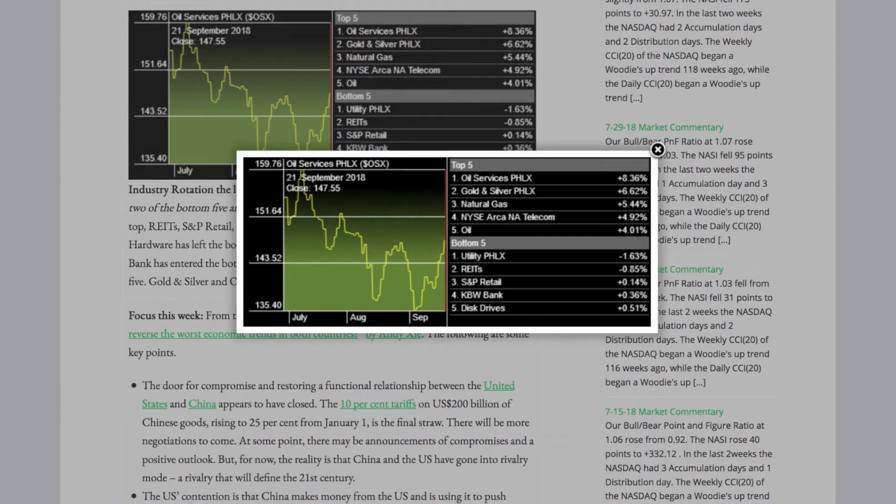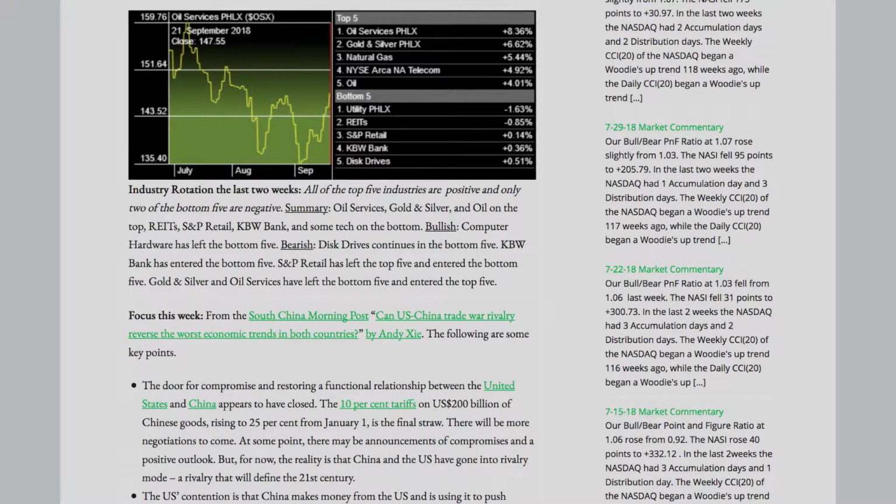Industry rotation the last 2 weeks. All of the top 5 industries are positive and only 2 of the bottom 5 are negative. Summary: oil services, gold and silver, and oil on the top. REITs, S&P Retail, KBW Bank, and some tech on the bottom.